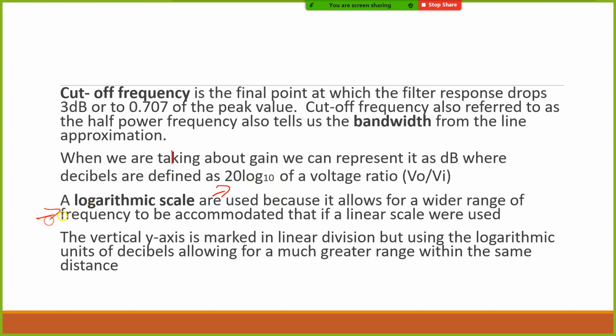Now, this is the reason here, guys, why we use the log scale. It says the log scales are used because they allow a wider range of frequencies to be accommodated than on a linear scale, right? So in a sense, we're saying that the log scale allows for a much wider range of values to be recorded. Similarly, it says here that the vertical axis is marked in linear divisions, but uses logarithmic units of decibels, which allows for a much greater range within the same distance.